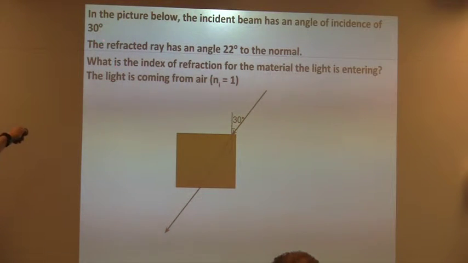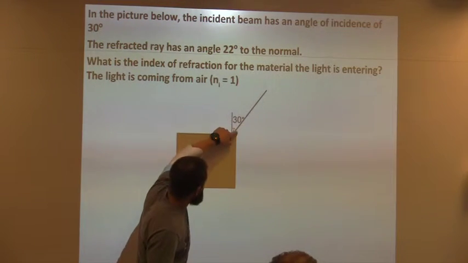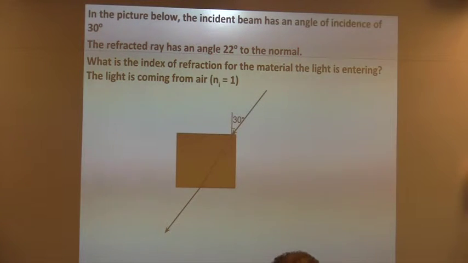So, I tell you guys that the angle of incidence is 30. There it is right there. The refracted ray is 22 to the normal. Okay? Remember, this is the normal now, because this is 90 degrees from here to here, 90 degrees from here to here. Okay? What is the index of refraction for the material the light is entering?